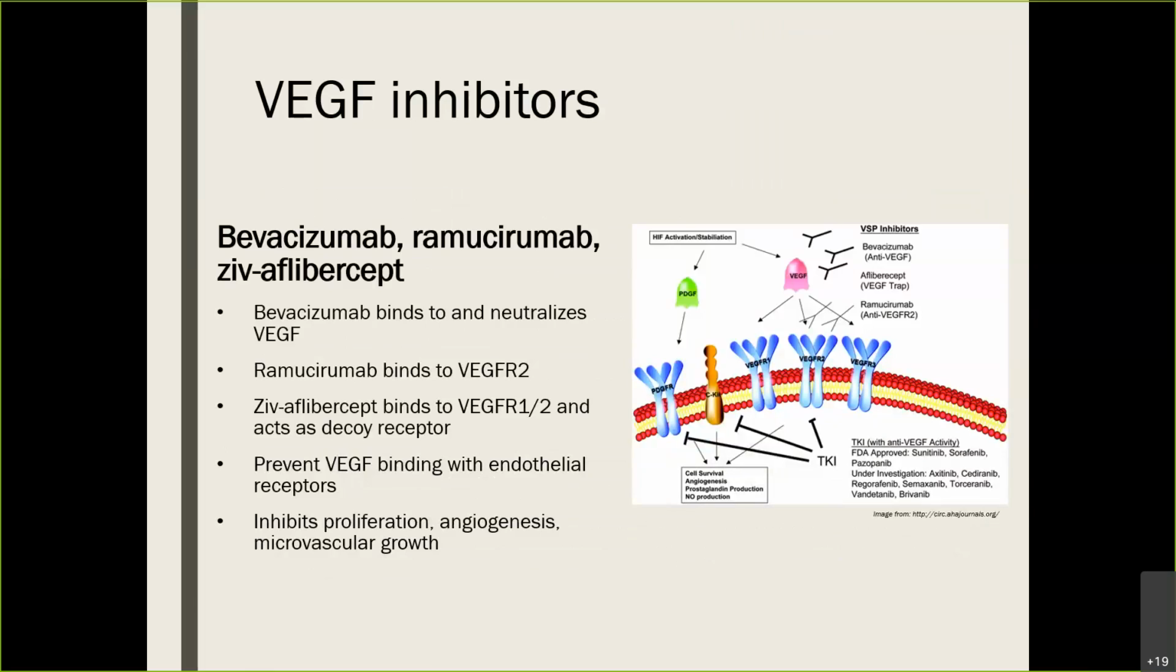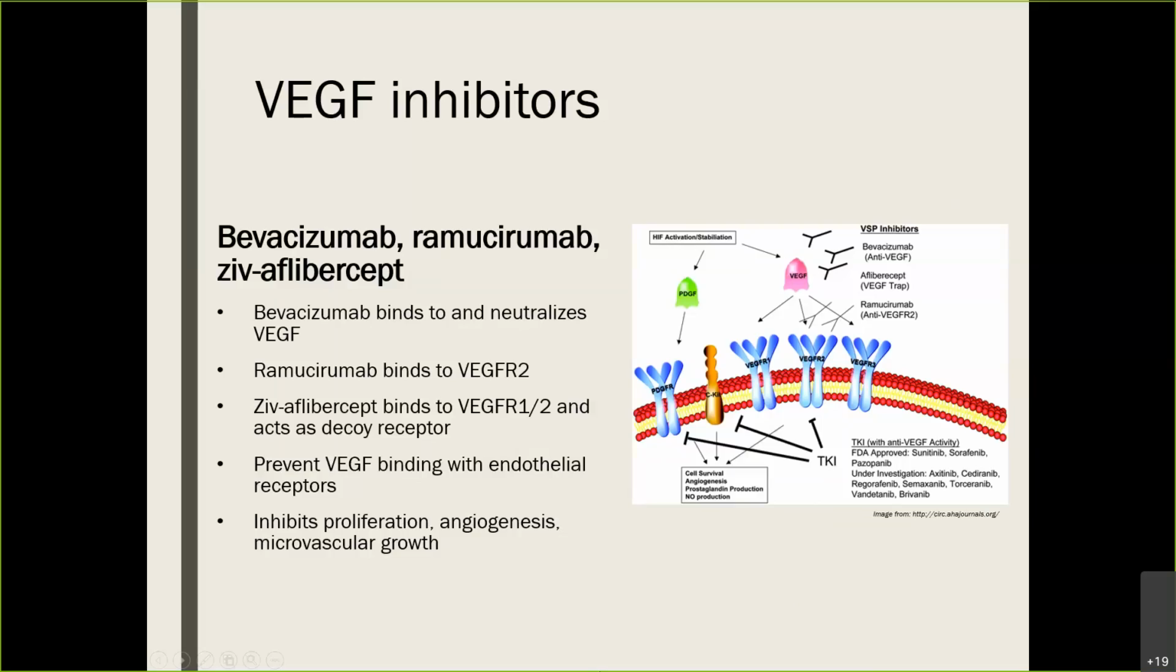Moving to VEGF inhibitors, we've got 3 big ones, but really it's dominated by bevacizumab or Avastin. We have ramucirumab or Cyramza, and then my favorite to say, ziv-aflibercept, which is the brand name Zaltrap. Bev binds to and neutralizes VEGF, whereas RAM and ziv-aflibercept bind to the receptors, and they can act as decoys to these receptors. So they act in a functionally slightly different manner, but they all lead to the prevention of VEGF binding endothelial receptors and triggering the inhibition of proliferation, angiogenesis, and microvascular growth.